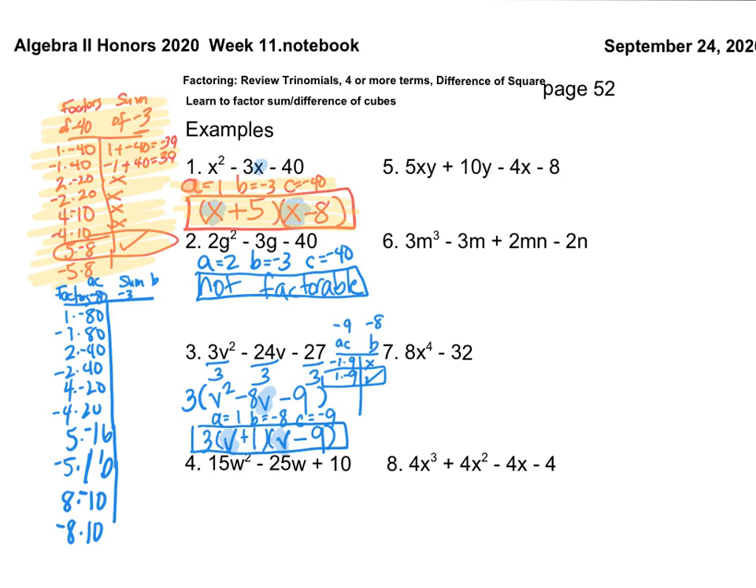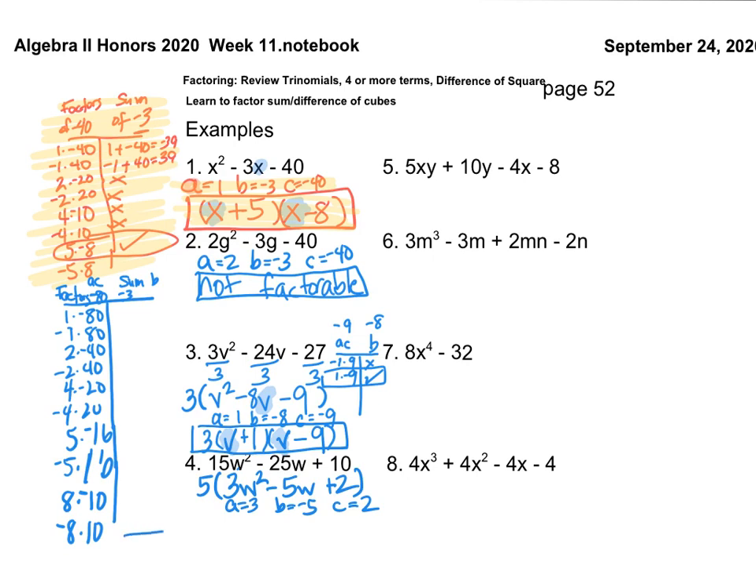Now looking at number 4, I do notice that I have a common factor of 5. 5 goes into 15w squared, 3w squared times. 5 goes into negative 25w, negative 5w times, and 5 goes into 10 2 times. Now I don't have space, that's why I didn't divide by 5 like I did in question 3. But if you want to show that dividing by 5, you're more than welcome to. Now I'm ready to do A is 3, B is negative 5, and C is 2.